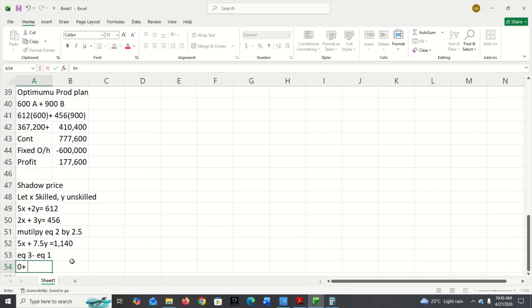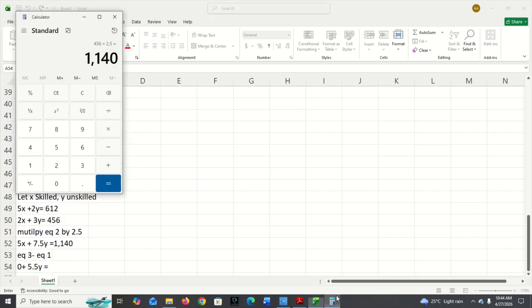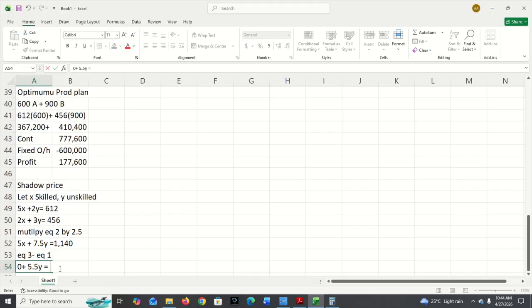That's 7.5 minus 2.5, that will be 5.5y, which is the same thing like what we did the other time. 5.5y then equals to what? Equals to 7 plus 5.5y equals to, again, 1140 minus 456. 1140 minus 456, that will give me what, 684. No, am I sure? 1140 minus 612, sorry, not equation 2 minus 612, that will give me what, 528. Okay, so equals to 528.